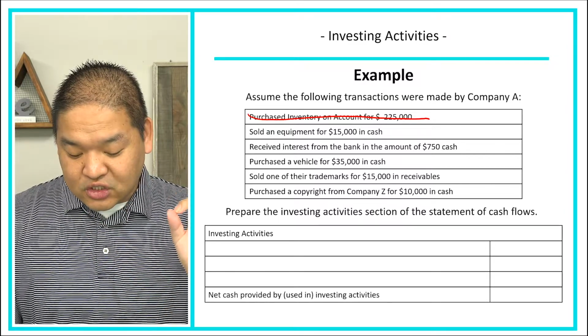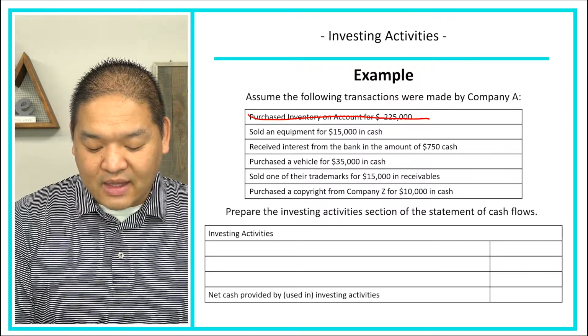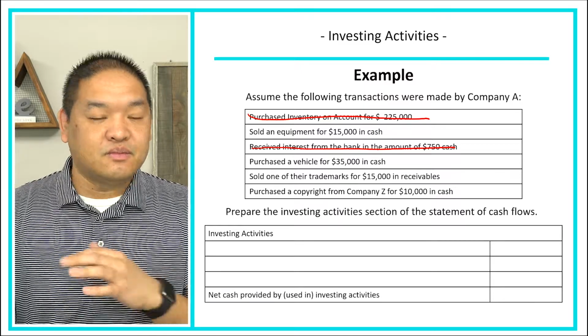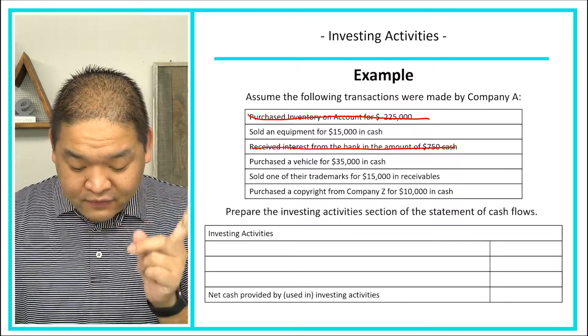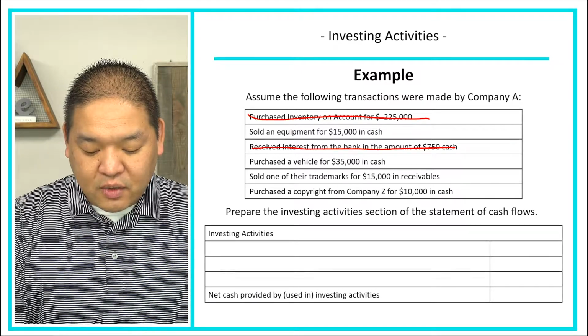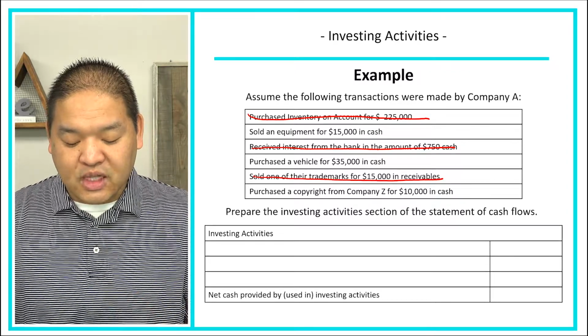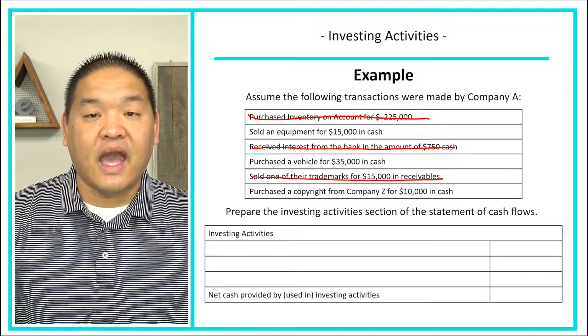Sold an equipment. That's good. Received interest from the bank in the amount. That is an operating activity, so we'll get rid of that. Just know that. Purchased a vehicle, cash, good. Sold a trademark for receivables, nope, it's got to be cash, so we'll scratch that out. Purchased a copyright from Company Z for $10,000 in cash, good.